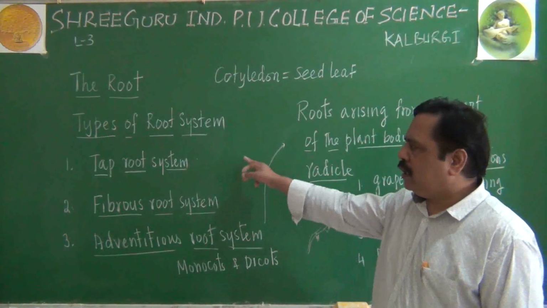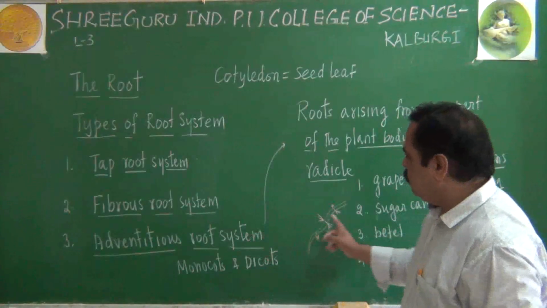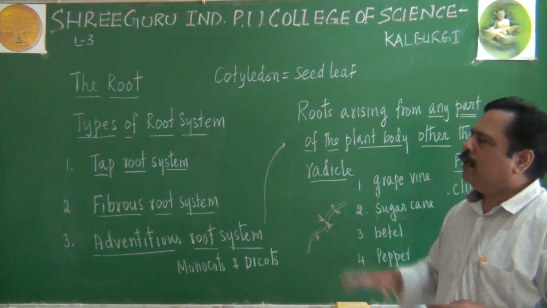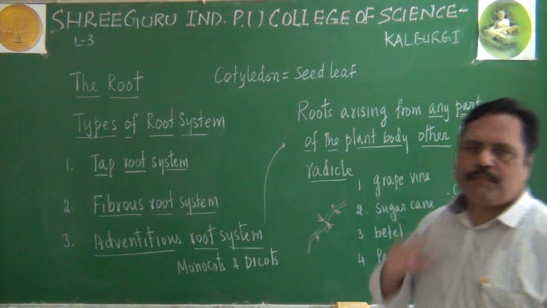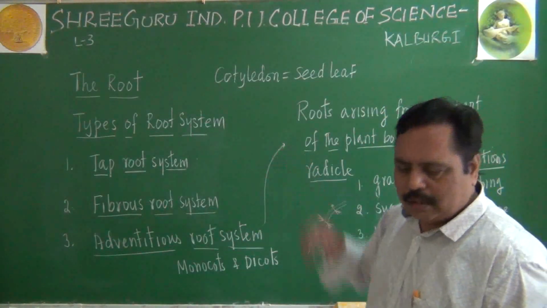Example for dicot I told you. Example for monocot I told you. Examples for adventitious root exhibiting plants also we have seen. So this is types of root system. Make note of adventitious root. I will continue.